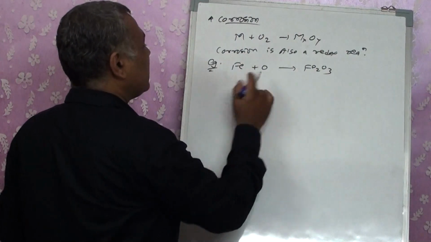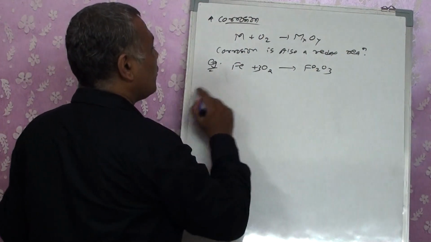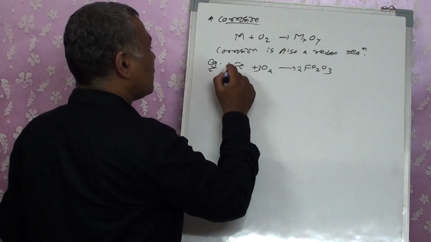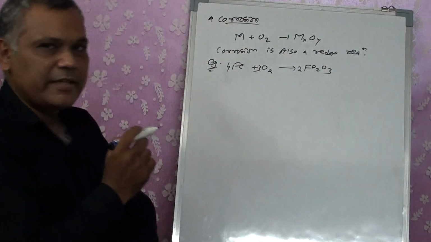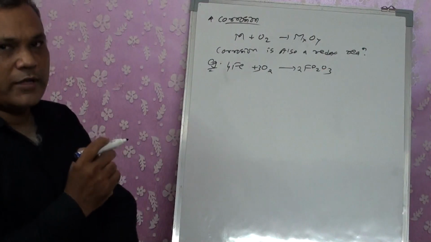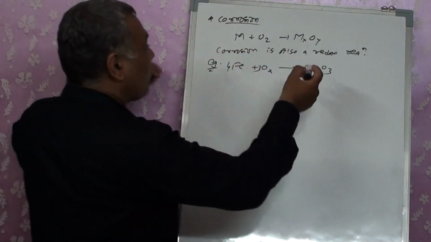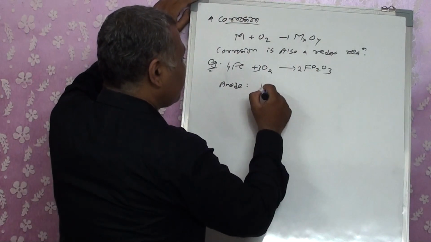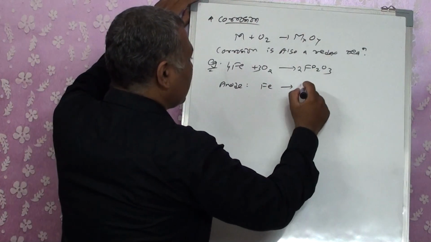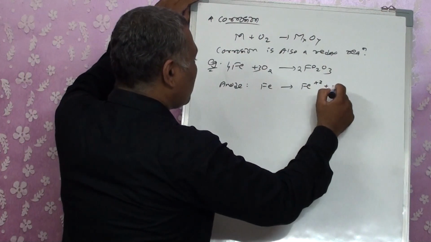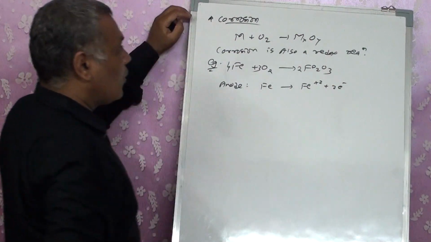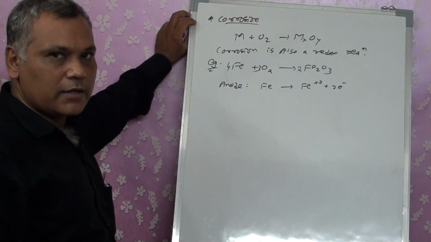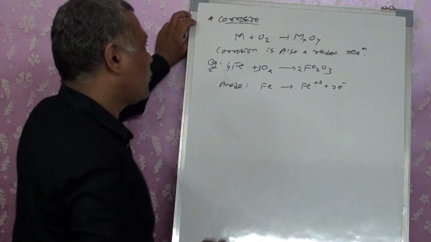We will be balancing it as O2, 3O2, so we will have it here as 2, so this is the reaction. Fe reacts with O2 to form Fe2O3. But how does this reaction take place? On the anode, the reaction is Fe getting converted into Fe2+ plus 2e-. That means on the metal surface, first of all, Fe will get converted into Fe2+ plus 2e-.